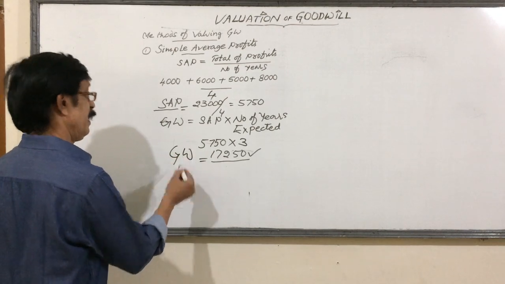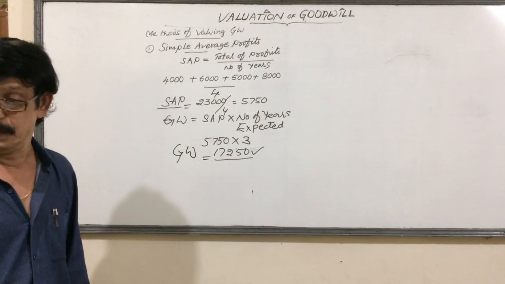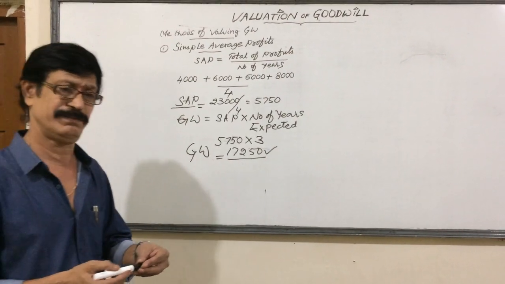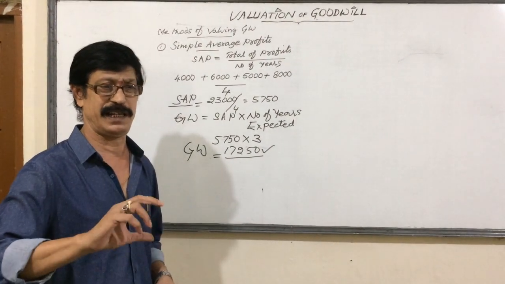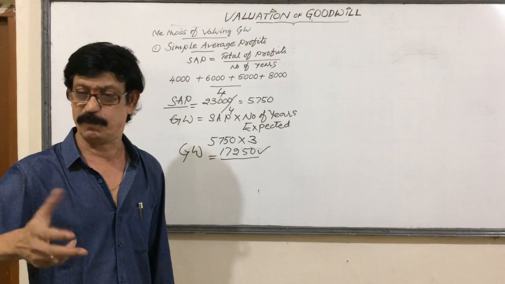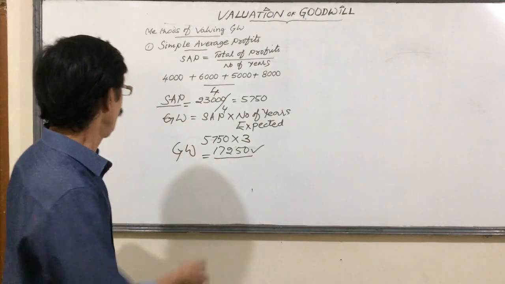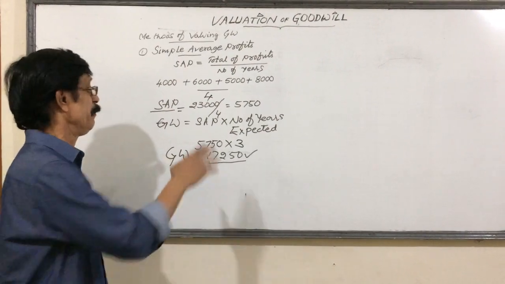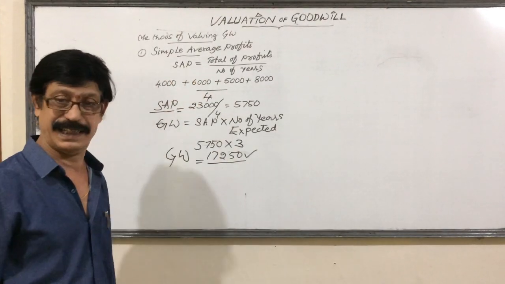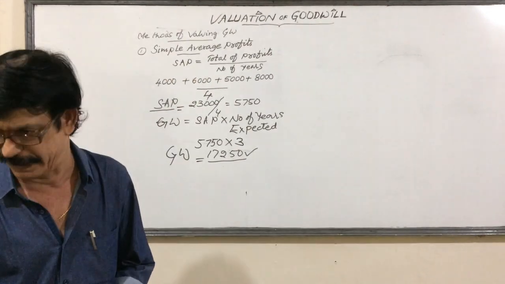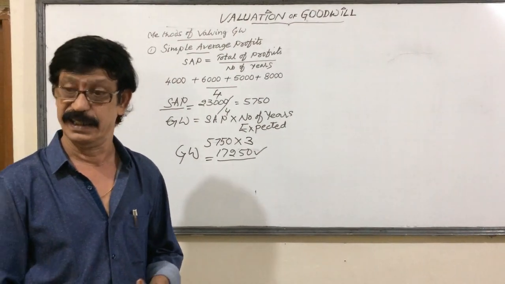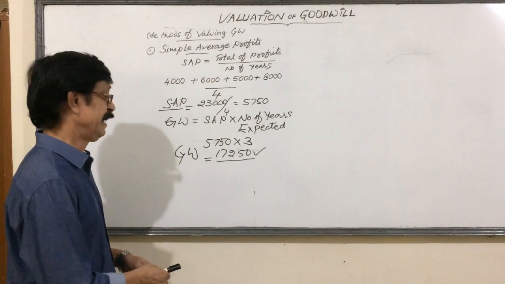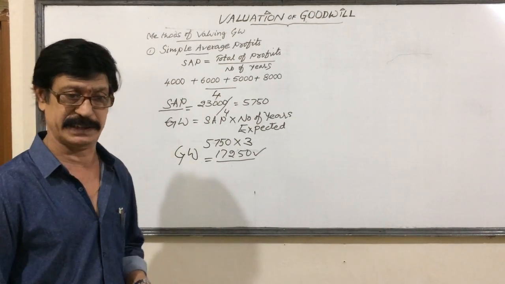Understand? Well, yes, students. The simple average generally we take into consideration when the profits are in ups and downs, when the profits are fluctuating. For example, here the first year 4,000, by the 6th year we increased, but again we decreased. That means ups and downs are there, fluctuations are there. Then only we have to go through simple average profit. Understanding?